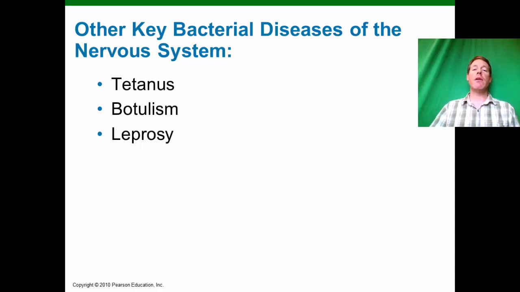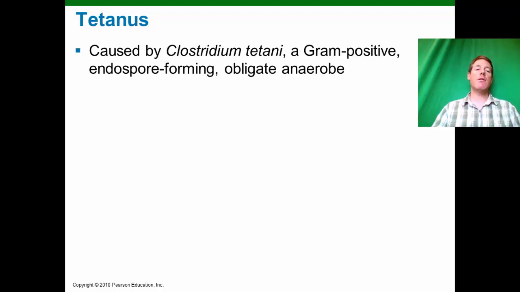Now, I want to mention a couple of other key bacterial diseases of the nervous system over the next few slides: tetanus, botulism, and leprosy. Tetanus is a disease caused by a Clostridium species. This is a bacterium, specifically Clostridium tetani. We've encountered Clostridium before. This is one of the genus names that I wanted you to know for the last exam. This is a gram-positive bacterium. It forms endospores, and it's an obligate anaerobe, so it cannot live in the presence of oxygen.